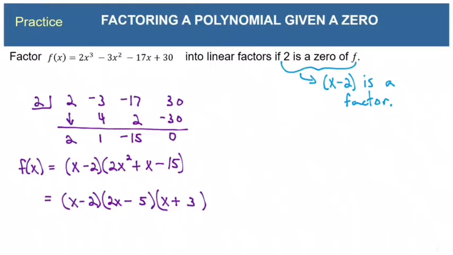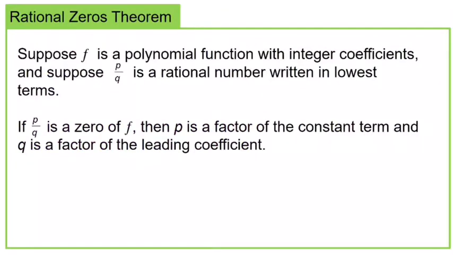Now notice that we would not have been able to work either of the last two examples if they had not given us a 0 to get us started on the synthetic division process. It was only by using the 0 they gave us that we were able to get the trinomial that we could factor. So if they don't give us a 0, how do we get started? That's where the rational zeros theorem comes in.